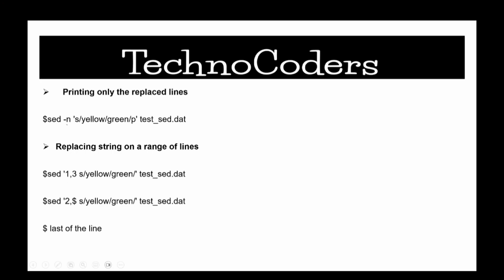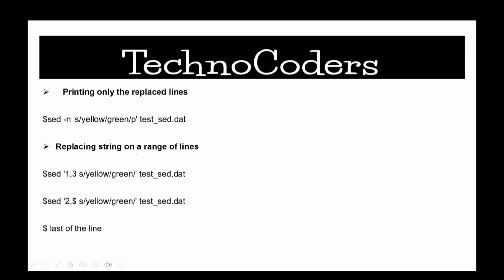So in this command, you notice here -n is coming, right? -n is an option. What it will do is substitute yellow with green. Wherever it finds yellow, it will replace it with green, and p is for print. But if I use the -n option, it will only print those lines where it found a replacement.